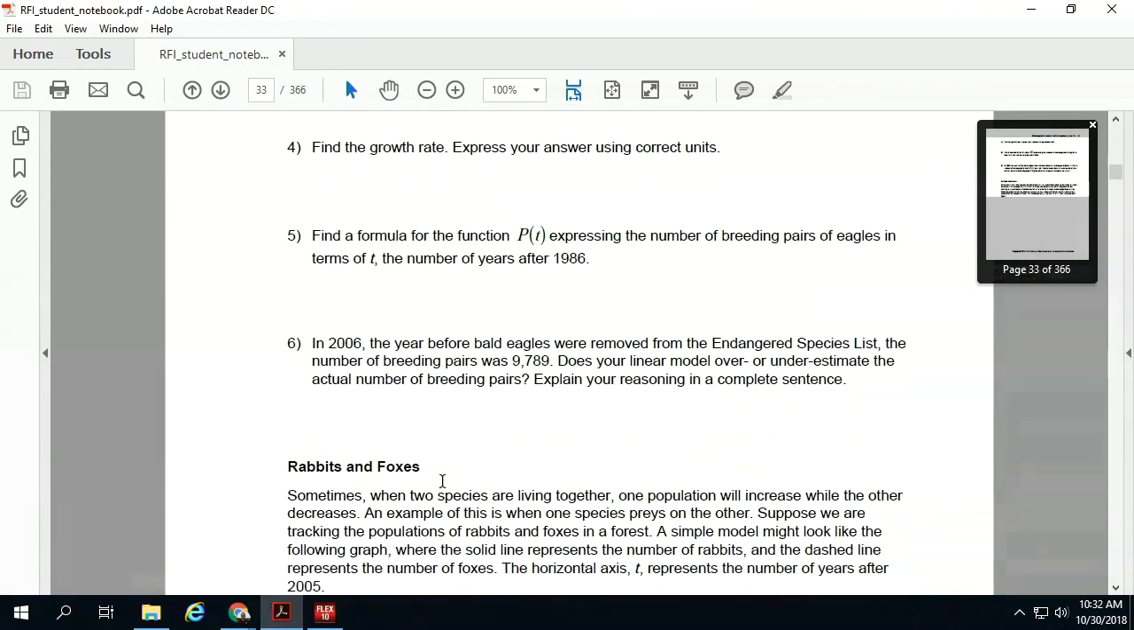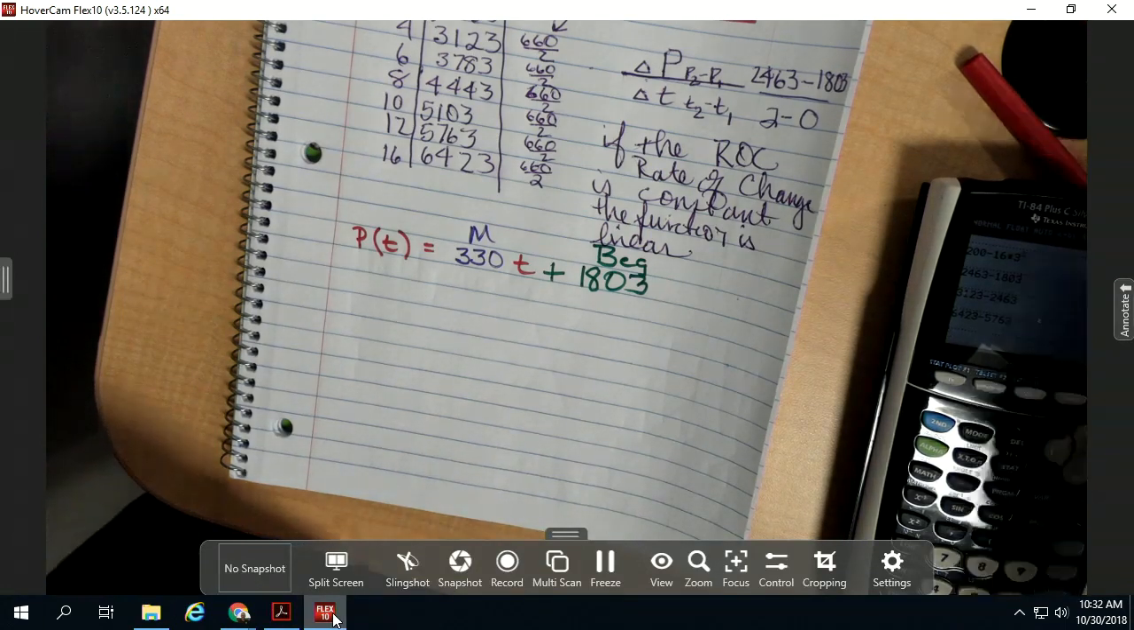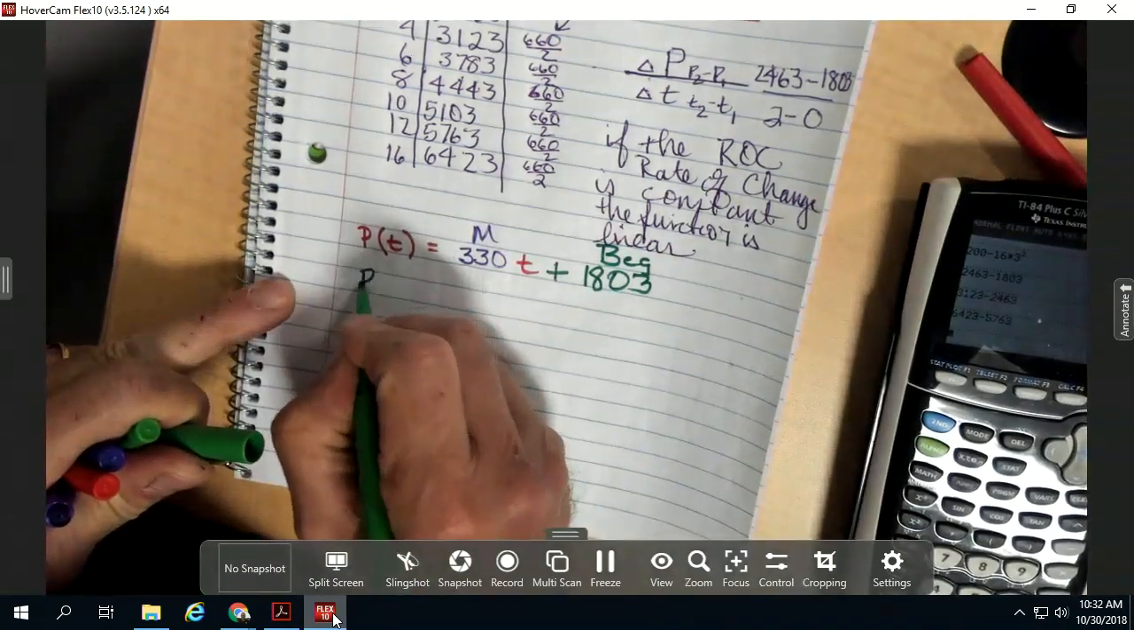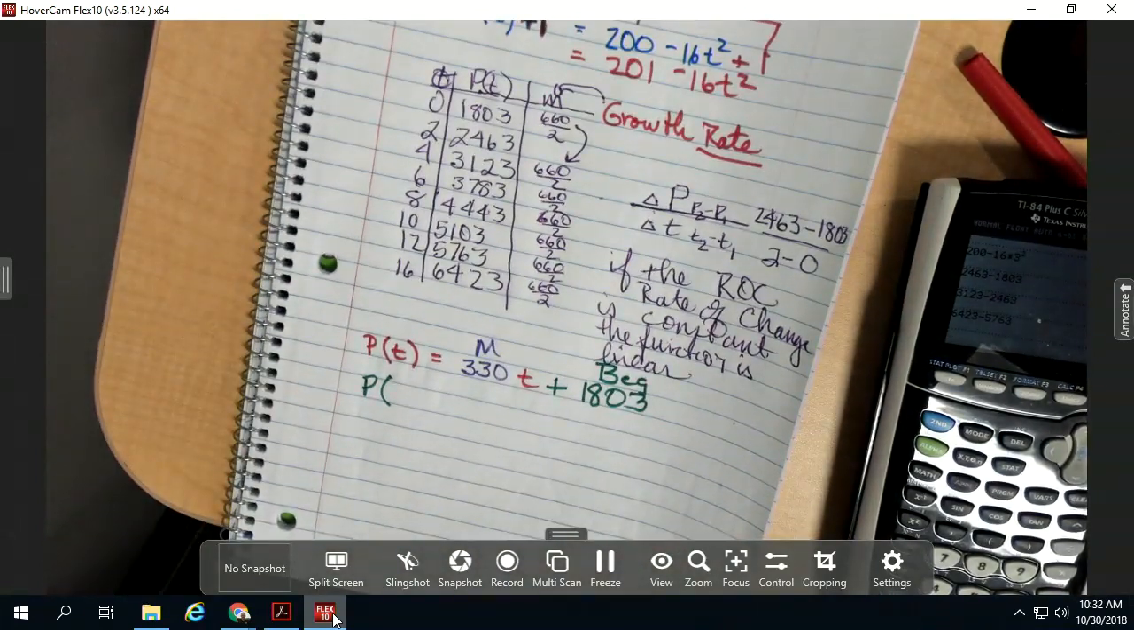In 2006, the year before bald eagles were removed from the endangered species list, the number of breeding pairs was 9,789. What would our prediction have been using our formula? Population. What number would we substitute in for the time instead of 2006?